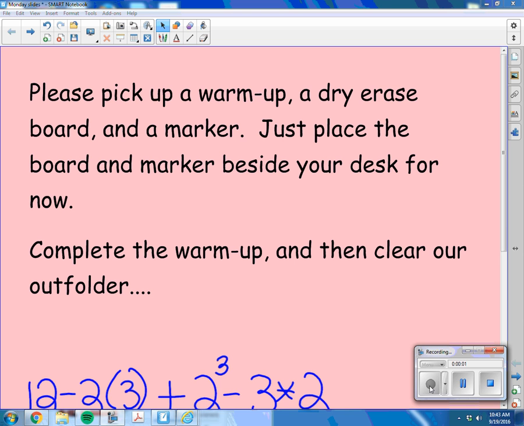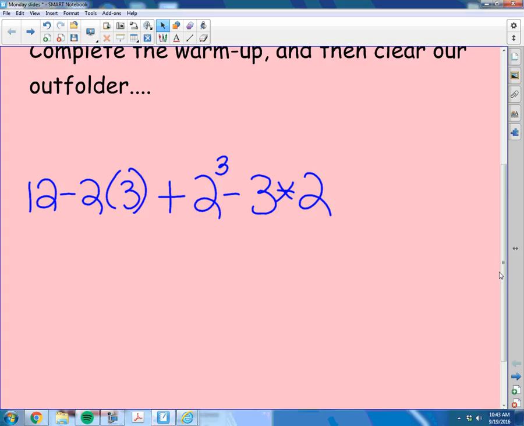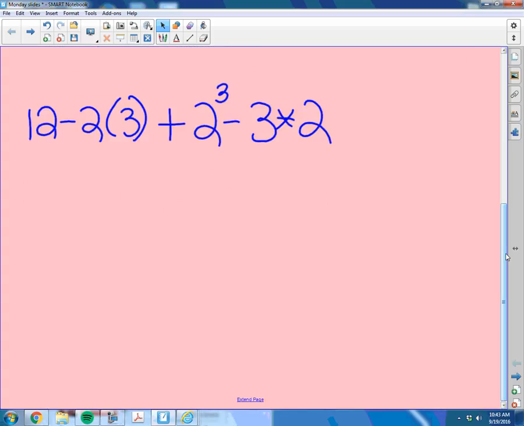All right, peeps. So let's talk about the warm-up a little bit. First problem on the warm-up was an order of operations problem. I wanted to cover this because last week when we had the test, some people were totally lost in order of operations. Order of operations, my understanding, is a 5th grade thing.